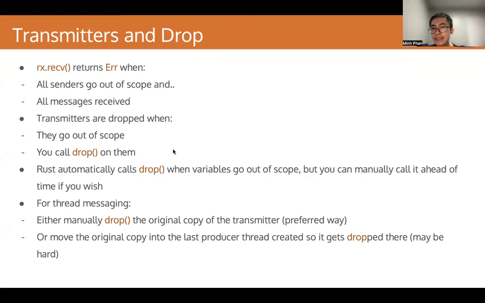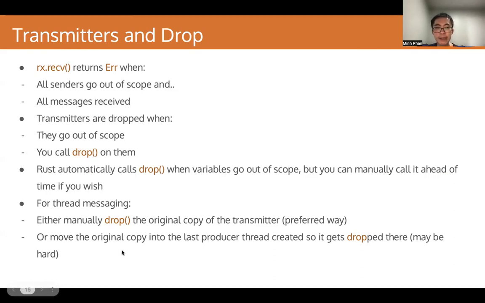And the transmitters are dropped when they go out of scope, or you can call drop on them. Note that drop is automatically called when variables go out of scope, but here the function is still there so that you can manually call it ahead of time if you wish to. In our case, we wish to drop the original sender ahead of time, and so we call drop on it.